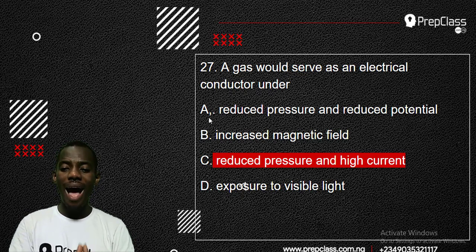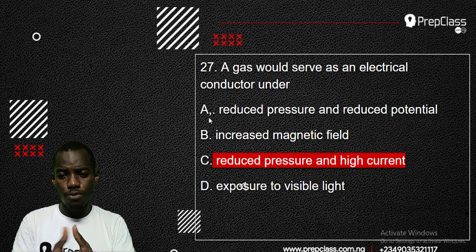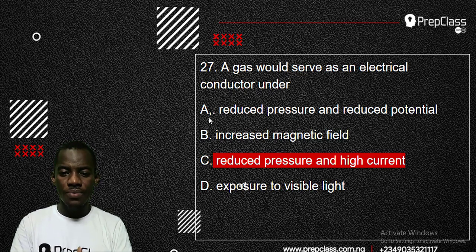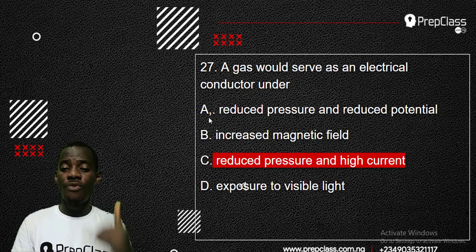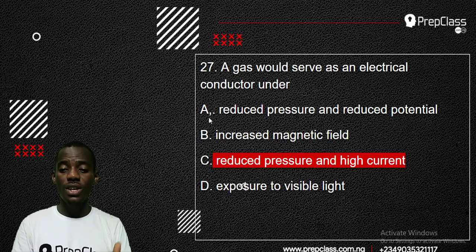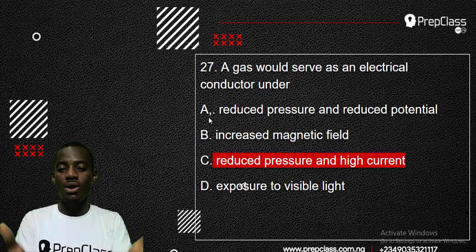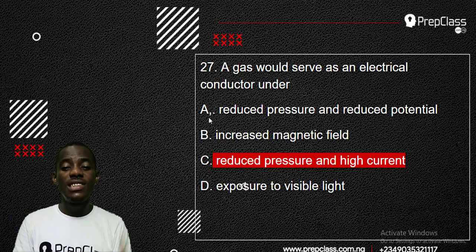Reduced pressure and high, that's supposed to be high voltage. We have A as reduced pressure and reduced potential. Potential is voltage, so it is reduced potential. Then increased magnetic field, reduced pressure and high current, and exposure to visible light. The answer is supposed to be reduced pressure and high voltage, not high current. It should be high voltage. So it seems I don't have the correct answer in these options. It's supposed to be reduced pressure.